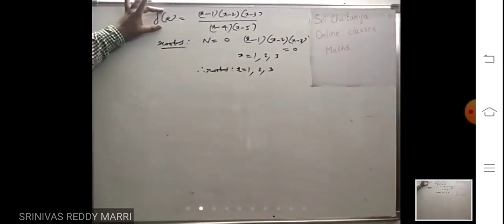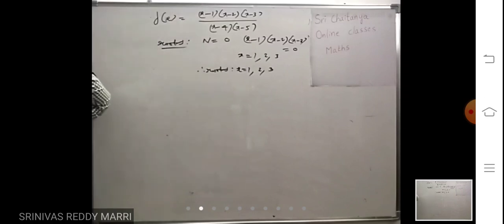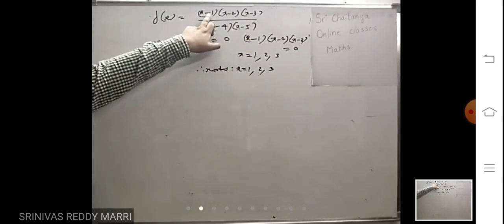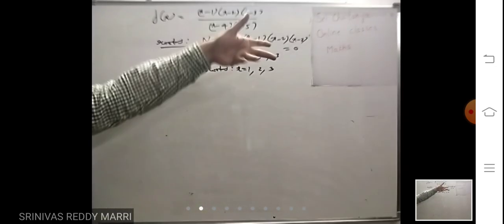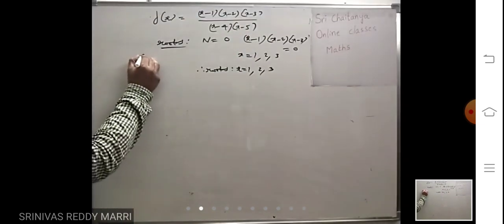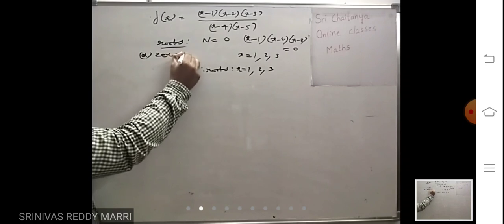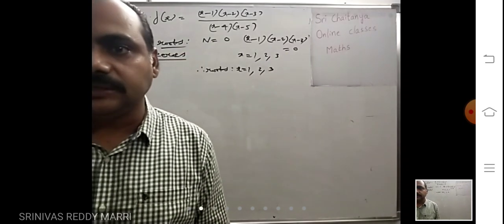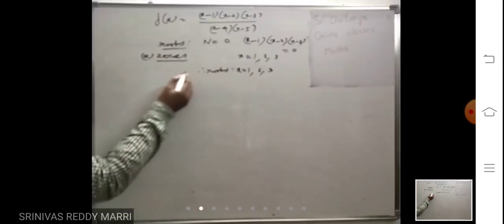So for this f of x, roots means numerator equal to 0. What are the values of x you will get? That is nothing but the roots. Look at here. You substitute x equal to 1 here, it will become 0. X equal to 2 here, it will become 0. X equal to 3 here, it will become 0. They are also called zeros. Roots and zeros are the same. Now another thing is there.